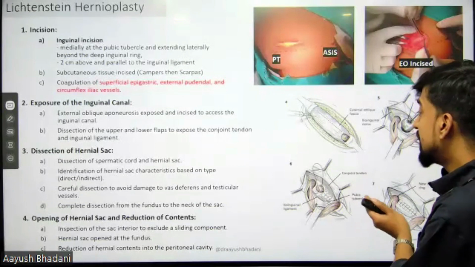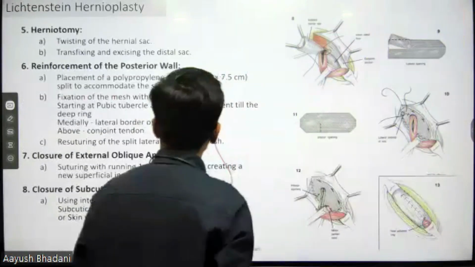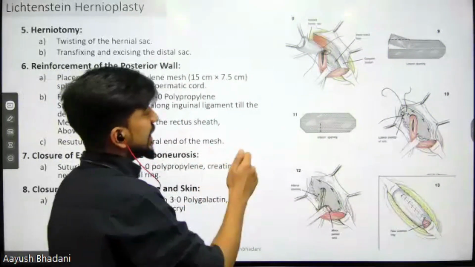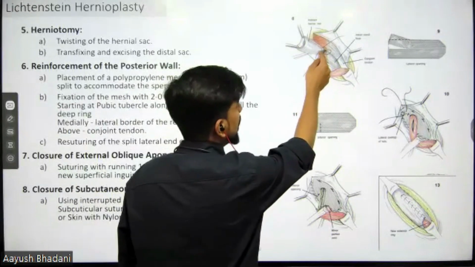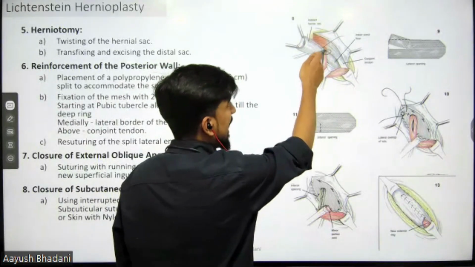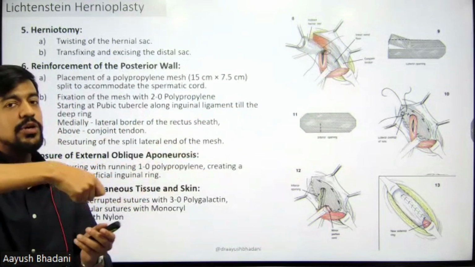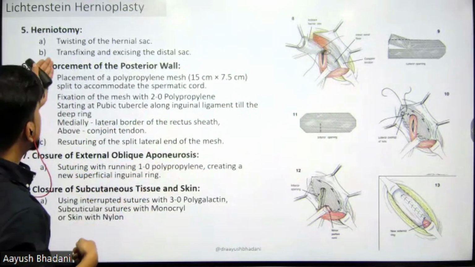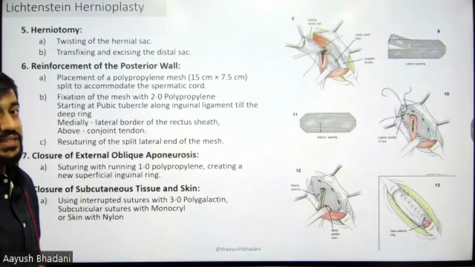Then open the sac, reduce the content, and put it back in the peritoneal cavity. What do we have next? If we have an indirect inguinal hernia, this is the sac. We need to open it up and put a purse string suture around it. Cut the excess sac, put a purse string suture around it. That is nothing but a herniotomy. That is twisting of the hernial sac and then transfixing it.